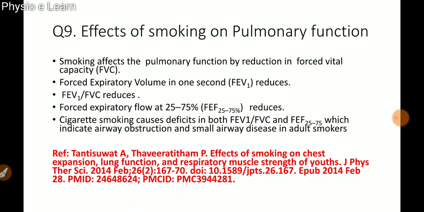Cigarette smoking causes deficit in both FEV1 by FVC ratio and FEF 25 to 75%, which indicates airflow obstruction and small airway disease in adult smokers. So these are the effects of smoking on pulmonary function.